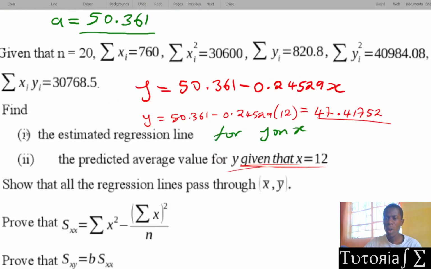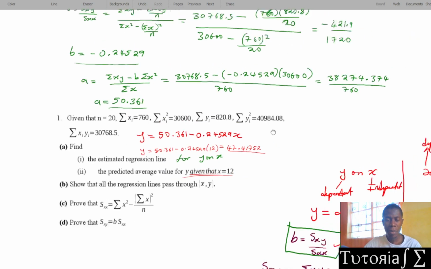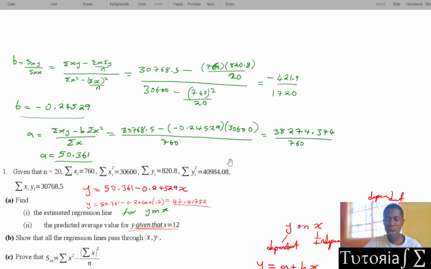Then that's basically it. If you have any question, please ask. Now I'm going to give you a task. Okay, now this task, you're going to find the estimated line of regression for both x on y and y on x. So it's a very, very simple task. Let me put it on the screen.